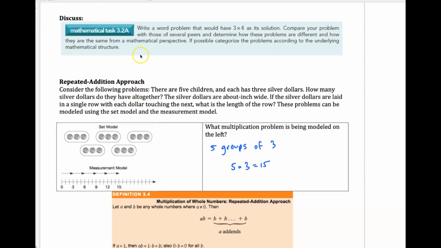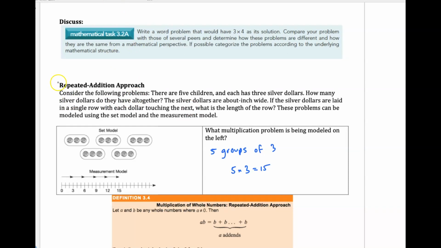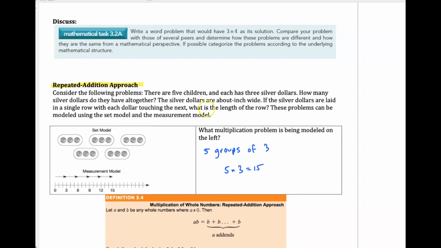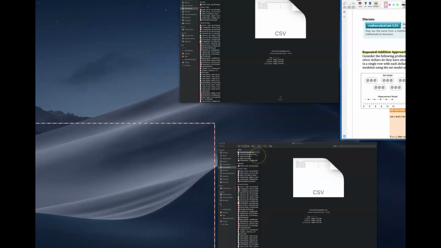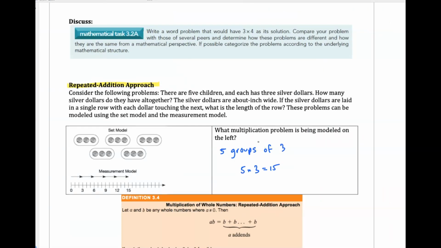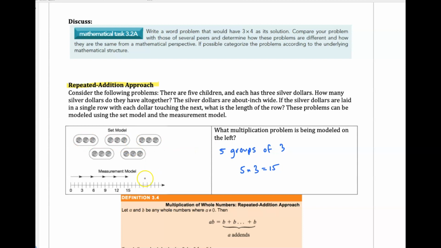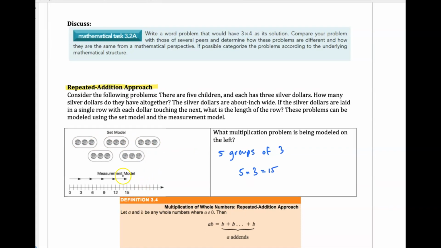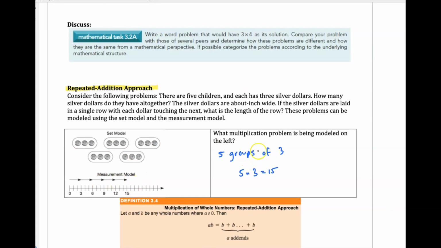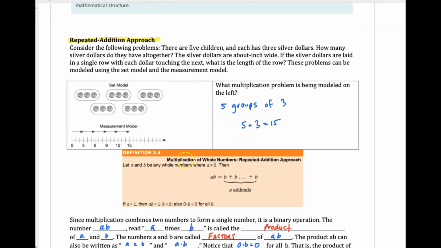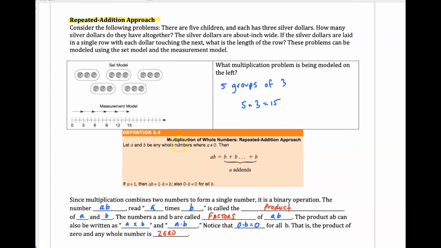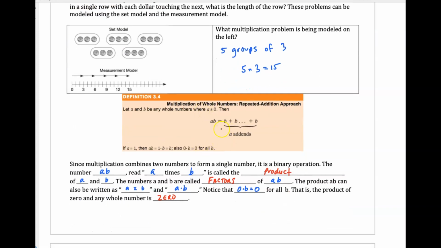One approach to multiplication is what we call the repeated addition approach. Multiplication is just that, right? We have this situation here where you're looking at these 5 groups of 3. You have a set model that represents that and a measurement model. The multiplication problem with that is 5 times 3. 5 groups of 3 equals 15. So multiplication really is, in one way, repeated addition. And that's our first definition of multiplication.